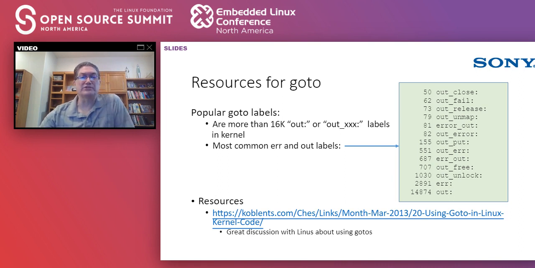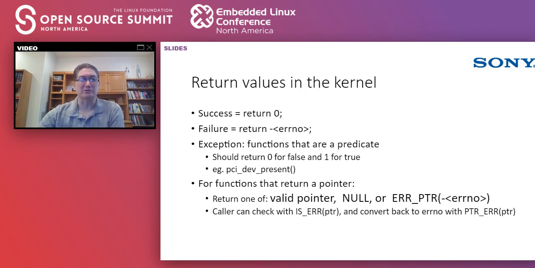And then in terms of resources for gotos, here's a look at some of the labels that are popular in the kernel. You'll notice that the most common goto label in the kernel is out, with about 15,000 instances. But error: is also a pretty popular one. My personal preference is to avoid error and err_out. Seems like out is winning the battle here. So when you're making up your labels, use something sensible.